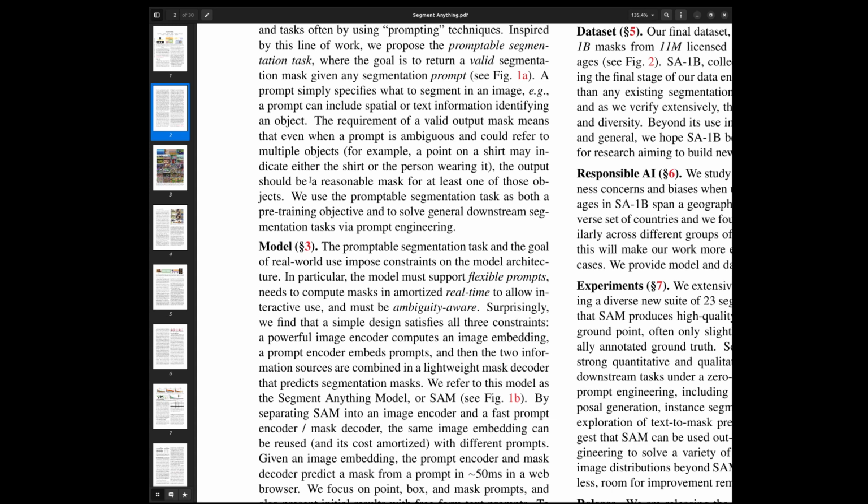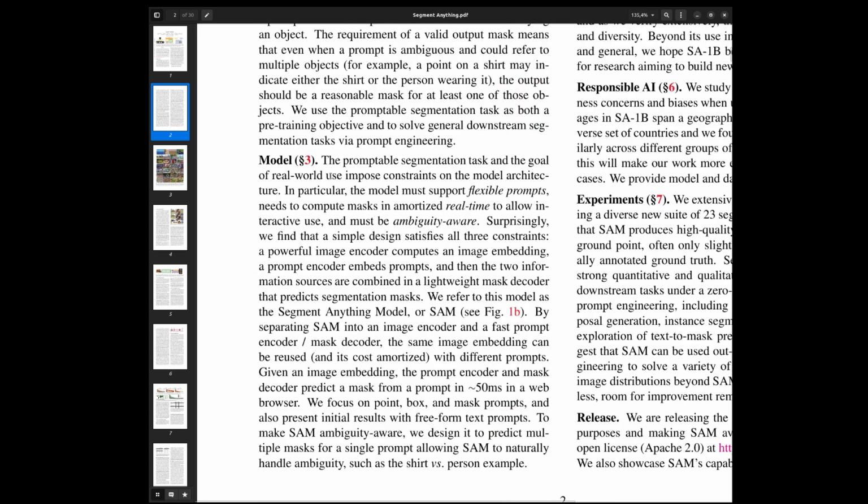Makes sense. So it accepts that the ambiguity exists, and it gives you the ability to select which one it is. It's better than what we have right now, where the model just picks something and you have no clue why. Here it gives you all of those, and lets you select which one you want. It's super cool, by the way. Okay, so the task, the promptable segmentation task, and the goal of real-world use impose constraints on the model architecture.